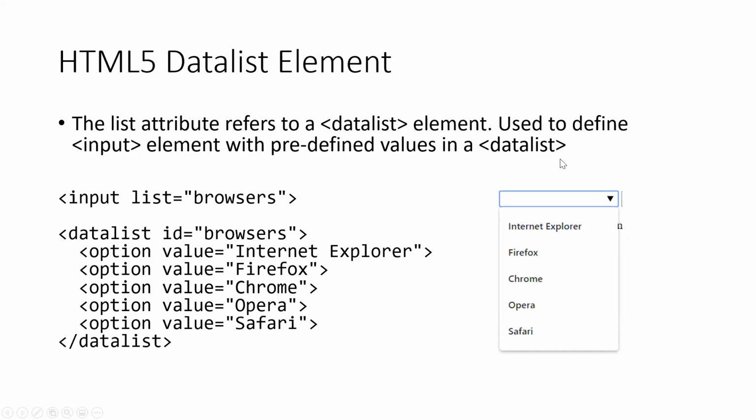Okay, final one, the datalist element. It's actually coming from new HTML5 features, a predefined set of values. If you want to define it, we can use datalist. So in the datalist, we will have browsers: Internet Explorer, Firefox, Chrome, Opera, and Safari. So likewise, you can create a datalist.